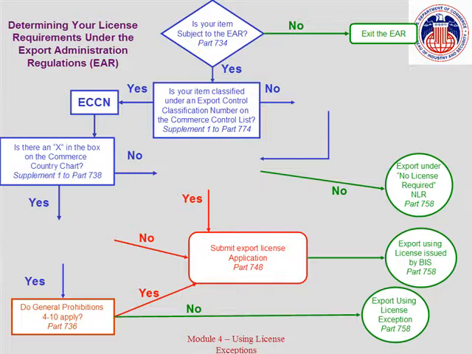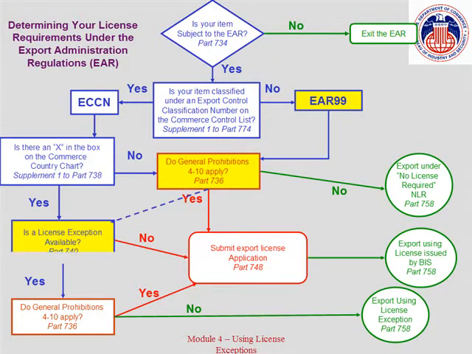In some cases, exports or re-exports of EAR 99 items may also benefit from the use of a license exception. Although EAR 99 items may also be exported without a license, there are occasions when such transactions will require authorization due to general prohibitions 4 through 10. For example, exports of EAR 99 items to Cuba must be authorized by BIS because these items are going to an embargoed destination. In these situations, you may be able to use a license exception for the required authorization, depending on the facts and circumstances of the transaction.